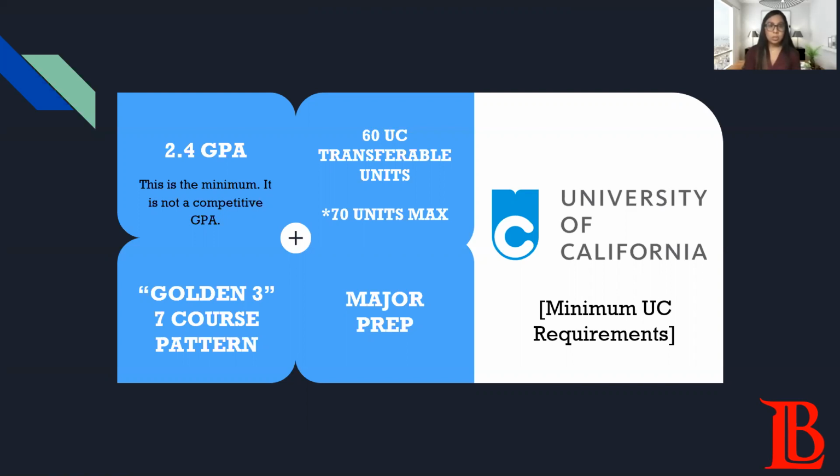And UC schools really like it when you have all your major prep courses finished. The more lower division major courses that you take before transferring, the better chances of being admitted. So again, they really like it when you take all those major prep courses. And this is just a little snippet of what it takes for you to meet the minimum UC requirements.